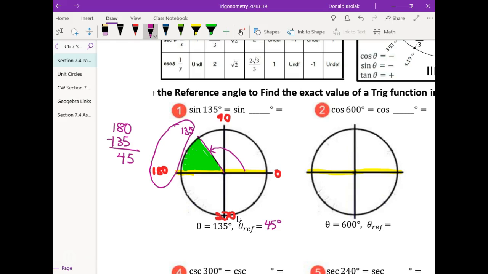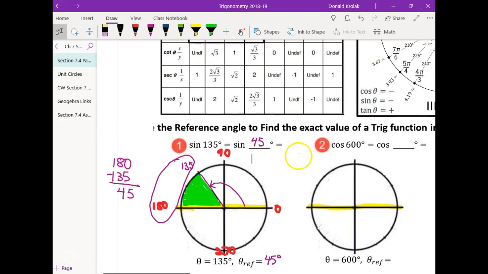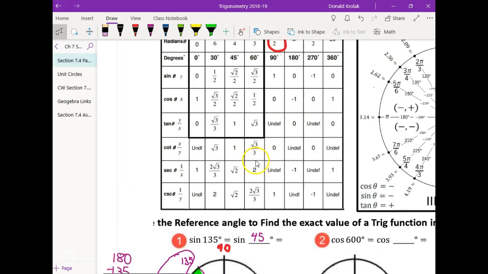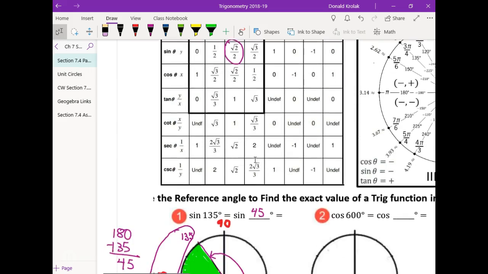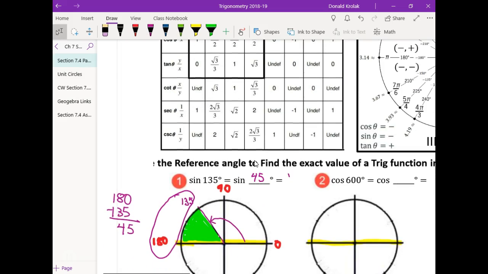So then you just use your chart and you find, okay, what's the sine of 45? So this problem right here, guys, is the exact same thing as doing the sine of 45, but then you got to put the correct plus or minus on it. So then I go up to my chart here, I find 45 degrees, and I get my sine value. Okay, which is root 2 over 2. Okay, so I got that from my chart.